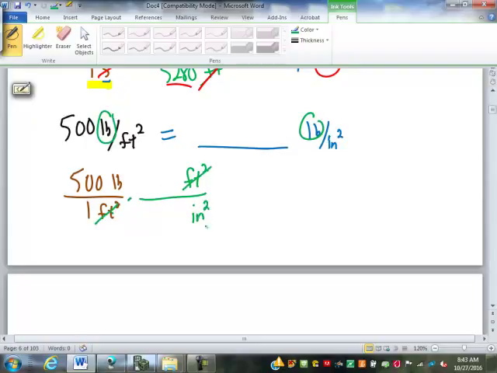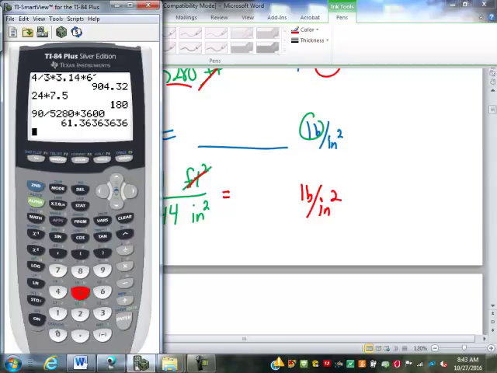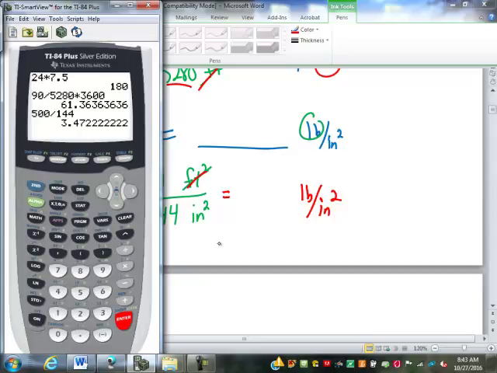And I'm changing it to square inches. So 1 square foot is how many square inches? 144. If it's square feet and square inches, it's 12 times 12. So that cancels out. So now I do have pounds per square inch. This will be 500 divided by 144. So 3.47.